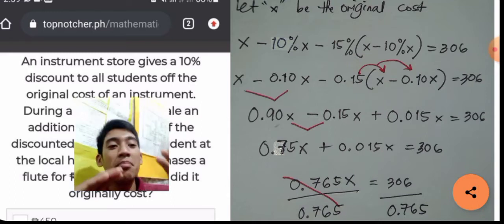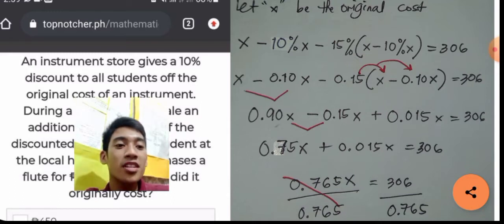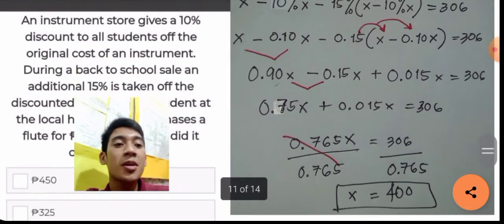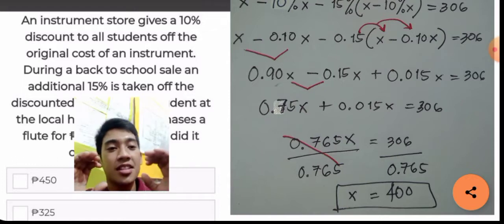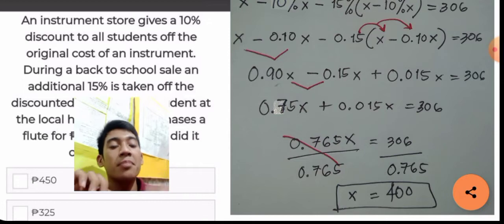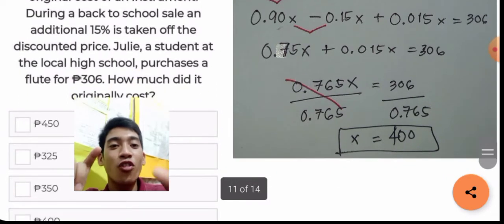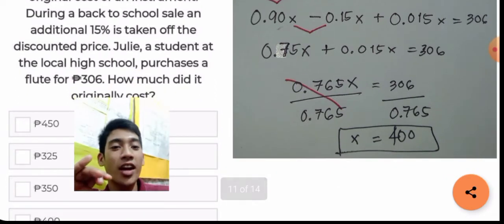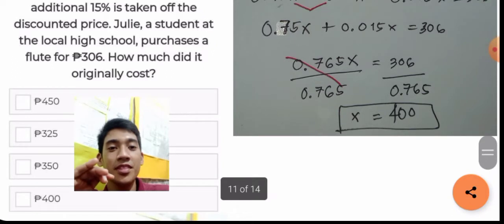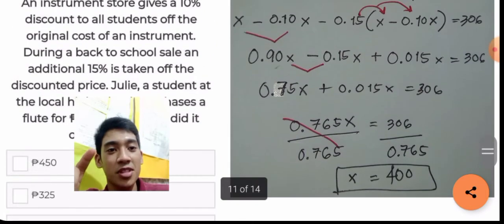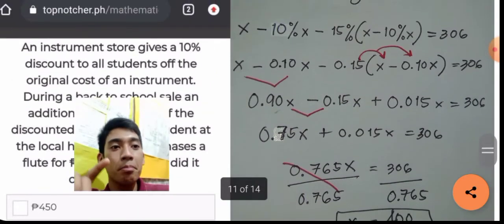Again, simplify them and you will get 0.765x. Divide both sides by 0.765 to get your x, and divide it with 306. 306 divided by 0.765 will give us 400. So therefore, the original price of our flute is 400 pesos, discounted by 10% and 15%.